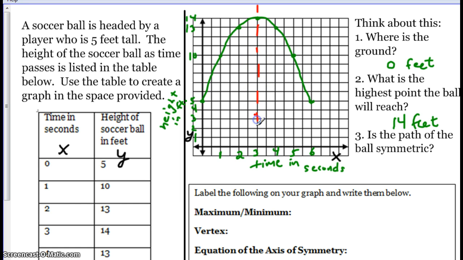So this line down the center would cut our graph in half, and if we folded it, say we had a piece of paper with this on it and we fold it in half, it would fold this point over to here, this point to here, and this point to here. And that's what it means by symmetric. We could fold it in half and have the same parts. So yes.